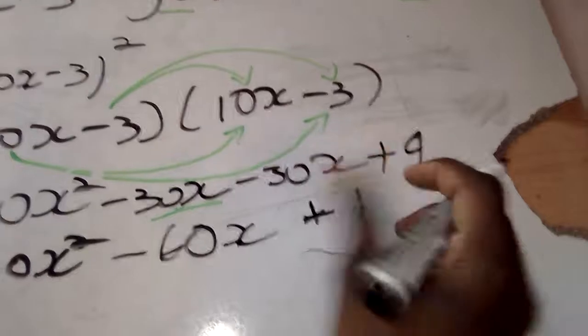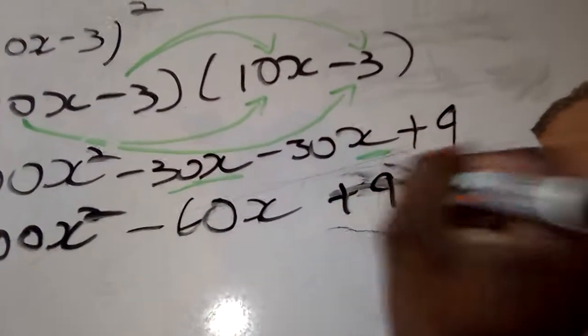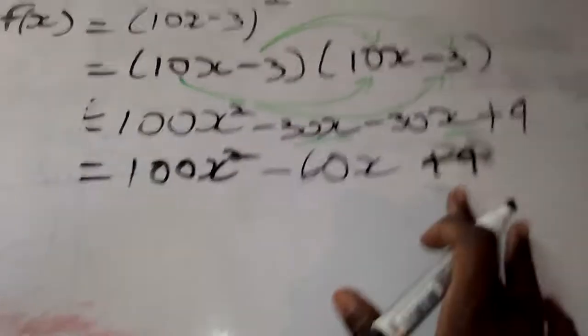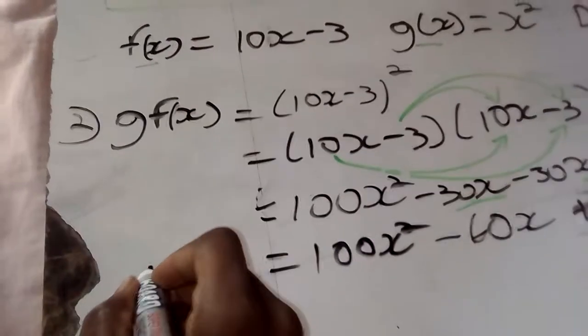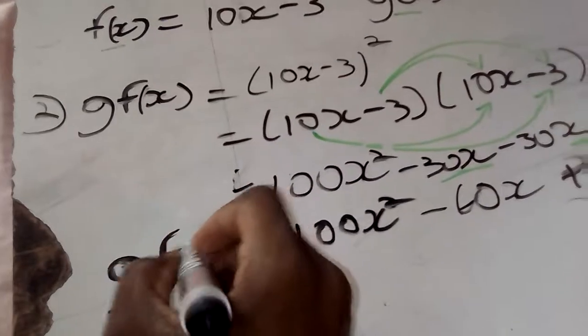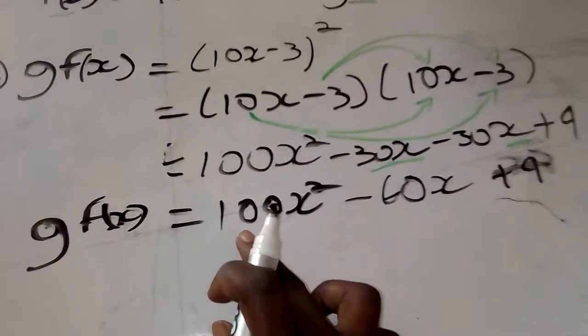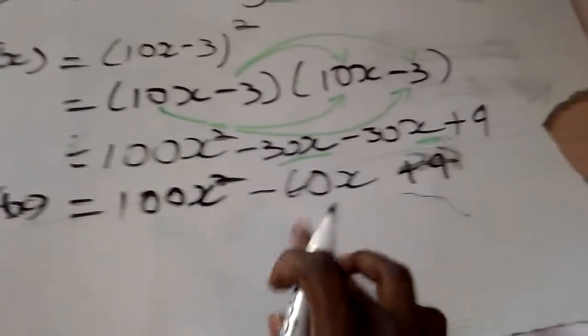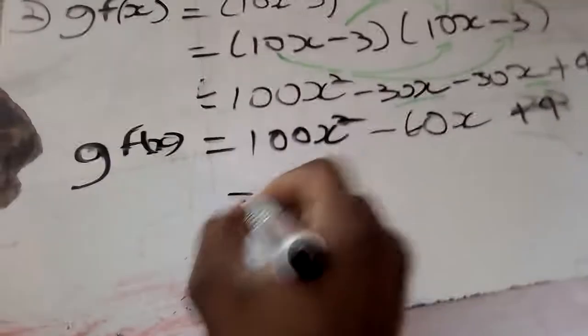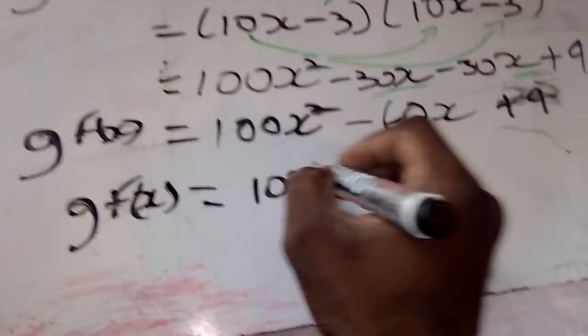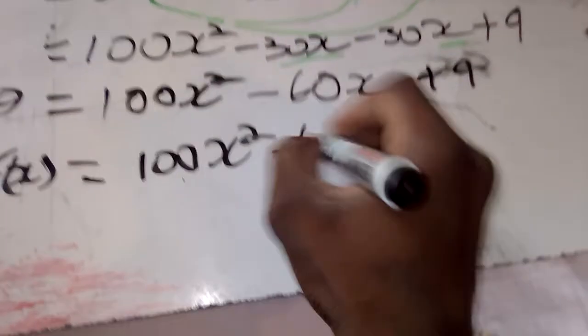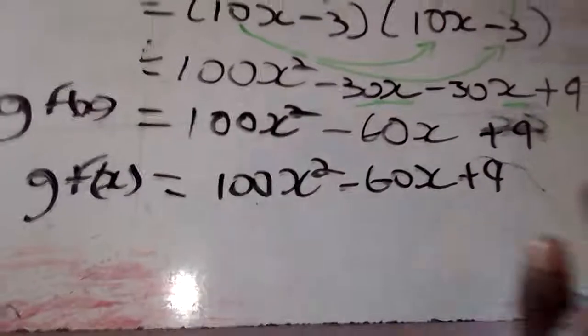Let me just put back the plus 9. Sorry for the plus 9. And well, that's it. There's nothing more you can simplify. So we finish. Therefore, g of f of x is equal to 100x squared minus 60x plus 9. I'm going to write that a bit below. g of f of x is equal to 100x squared minus 60x plus 9. So that's it for g of f of x.